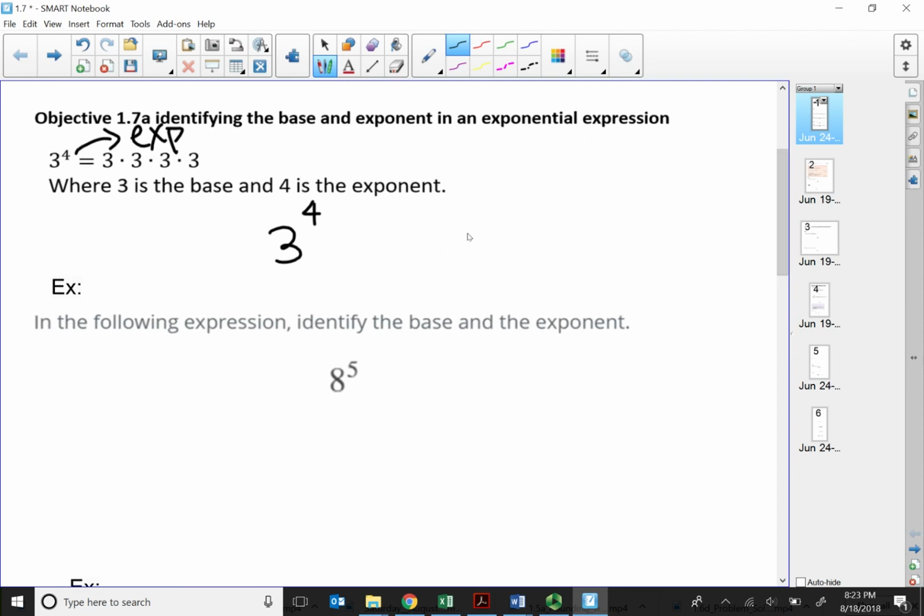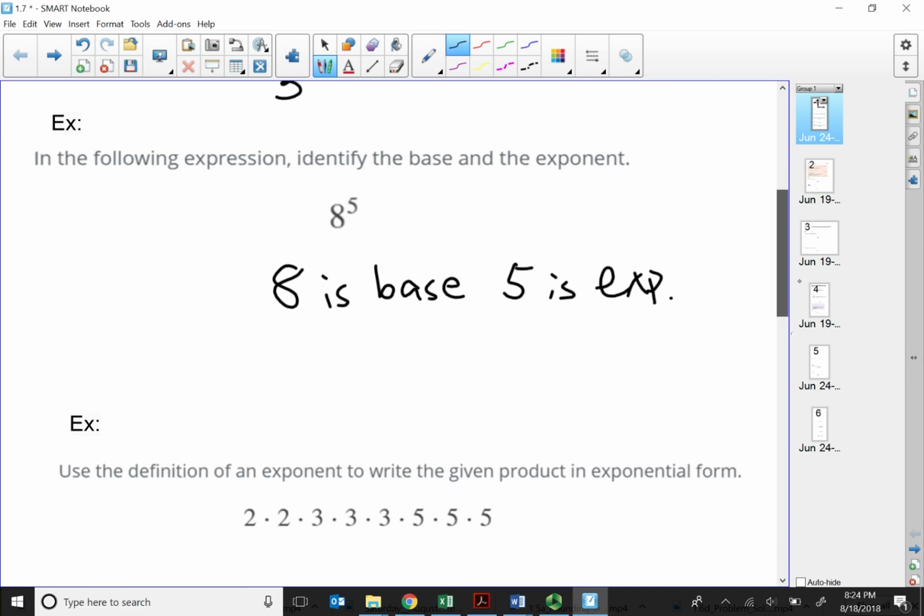All right, so let's take a look. In the following expression, identify the base and the exponent. So the exponent is on top of the base. So 8 is the base, and the 5 is the exponent, because the exponent is always on top of the base.